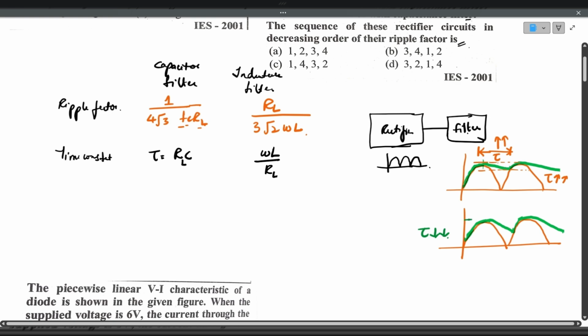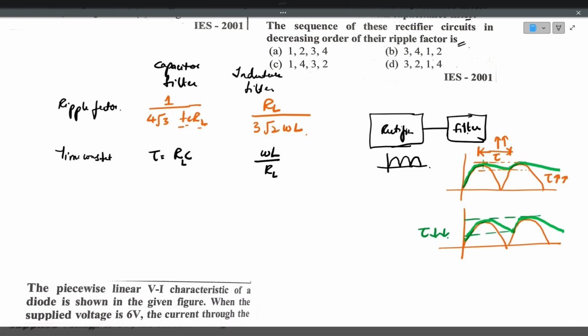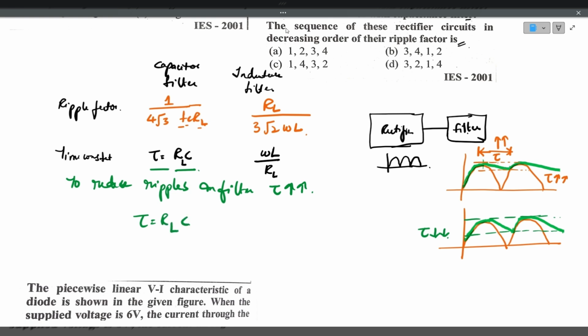Okay, so usually for filters, the time constant will be very, very high. The time constant is the time taken by the capacitor to discharge from the maximum level to a certain level. So to reduce the ripples in the filtered output, the time constant should usually be high. That is preferable. If you look at this formula, tau equals RL C. To keep the time constant high, we have to increase the capacitor value as well as the resistance value. If you keep the resistance and capacitor at higher values, tau will increase.